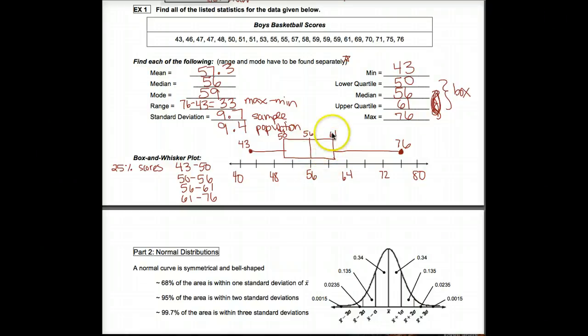So 25% of the data occurred in this span of 5 scores, whereas this 25% is way more spread out, having a range of 15. So it tells us how the data is clustered, essentially, and where the middle of the data is.